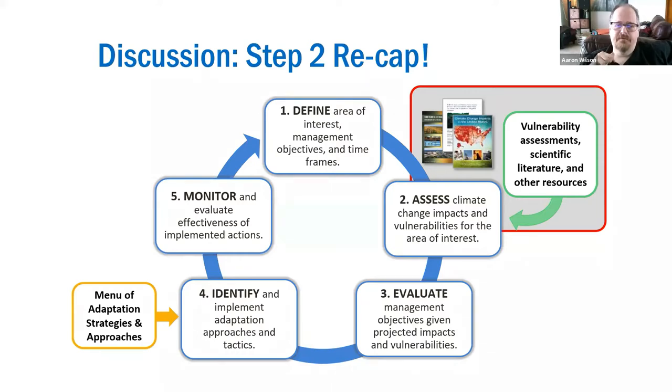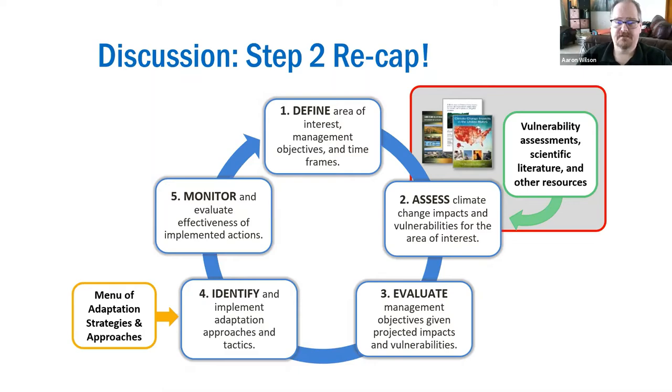So thinking about the vulnerability assessments, the scientific literature, we mentioned all the forestry resources, the Tree Atlas. Hopefully you had an opportunity to look at the agricultural resources as well, the Midwest Climate Chapter, the National Climate Assessment. So all of these are ways of picking up some information about our particular projects.